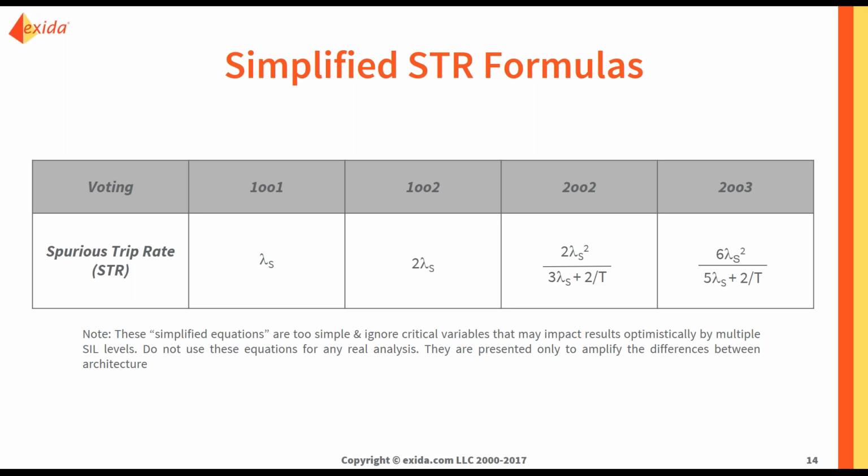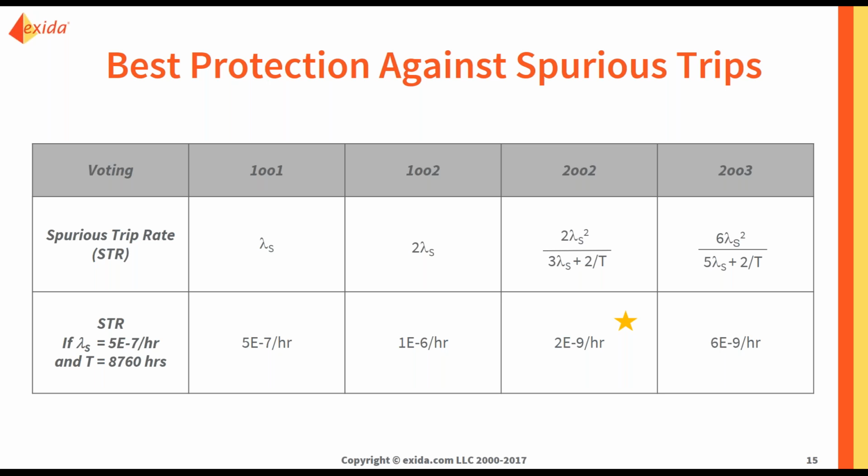So let's take a look at that. If I assume a safe failure of 5 times 10 to the negative 7 per hour and a test interval of 1 year, or 8,760 hours, I can calculate a spurious trip rate for these scenarios. So again, in a 1 out of 1 configuration, your spurious trip rate is going to equal your safe failure rate. So that's going to be 5 times 10 to the negative 7 trips per hour. For a 1 out of 2 configuration, you're simply multiplying that by 2, as we said earlier.